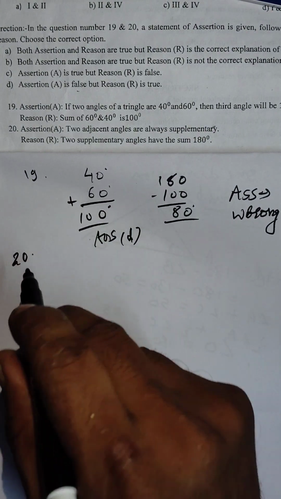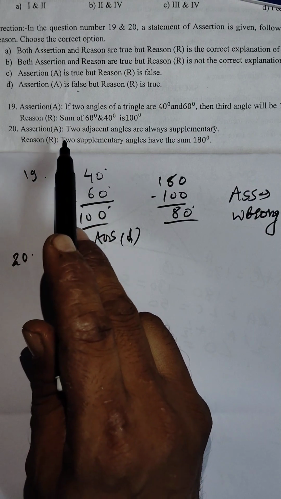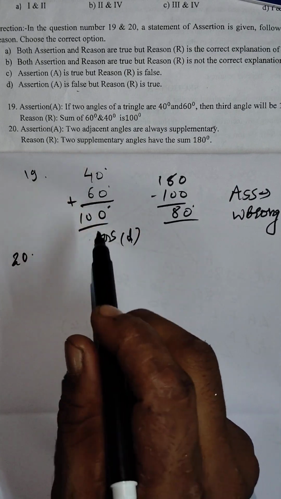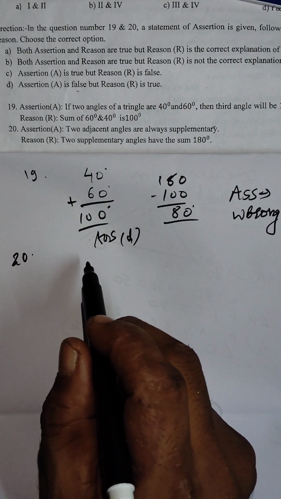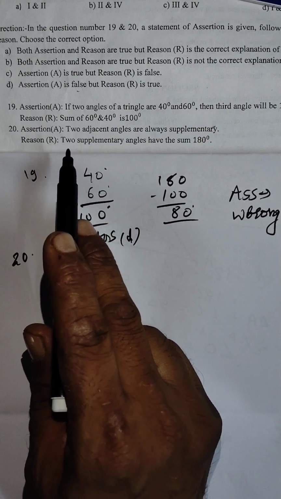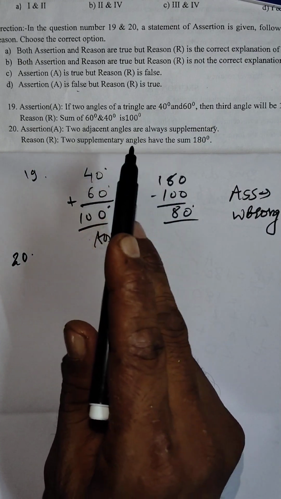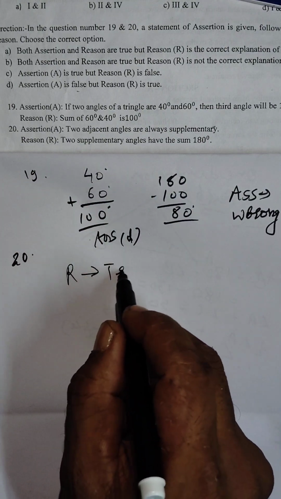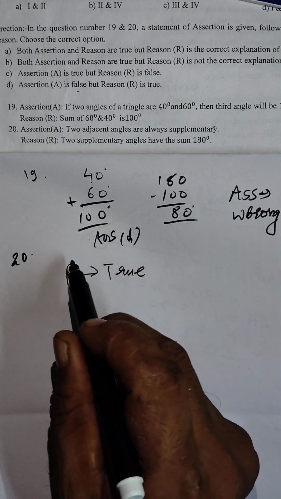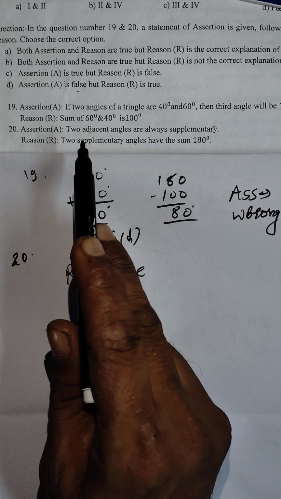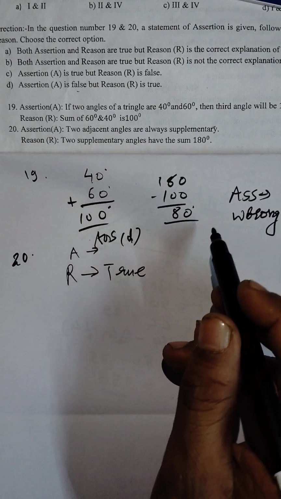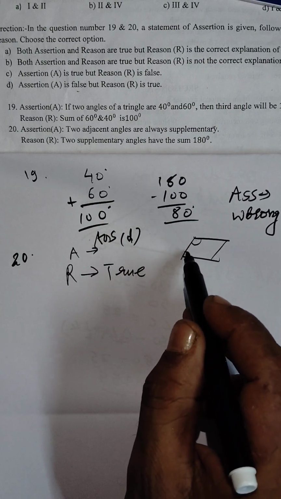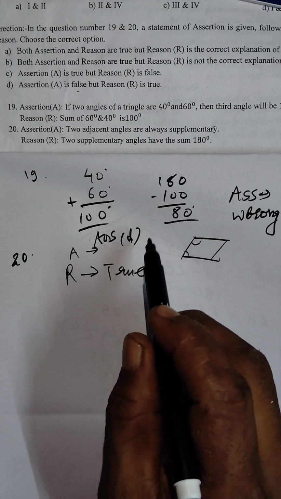Next, question number 20. Assertion A: two adjacent angles are always supplementary. Adjacent, what is the figure? Reason: two supplementary angles have the sum 180 degree. This is true, because supplementary means the sum of two angles is 180 degree. But the assertion is saying two adjacent angles are always supplementary. So in a parallelogram, two adjacent angles are supplementary. Yes, because they are co-interior angles, they are supplementary.